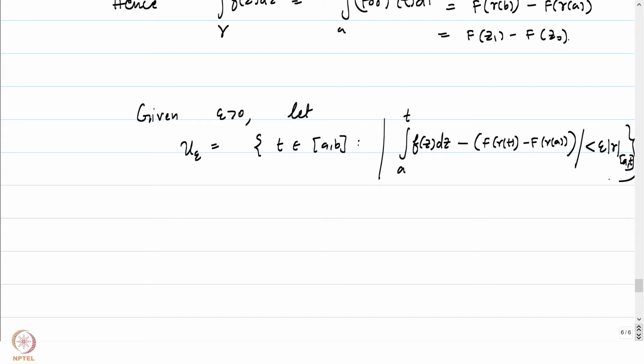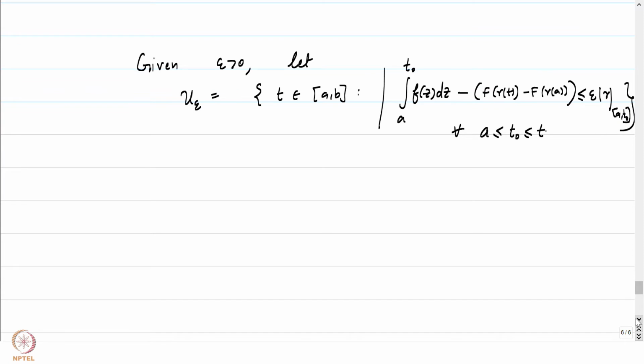So, let me be a little more careful. This is satisfied for all t0 with a less than or equal to t0 less than or equal to t. So, here as well I should be a little more careful. This is less than or equal to epsilon times the arc length of gamma restricted to [a,t0] for all a less than or equal to t0 less than or equal to t.